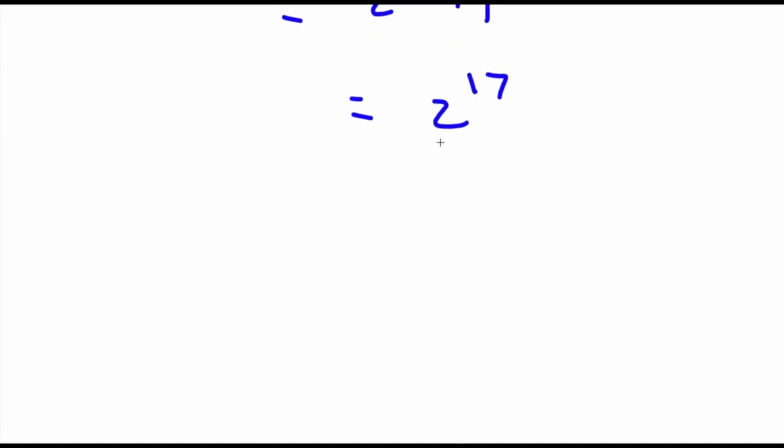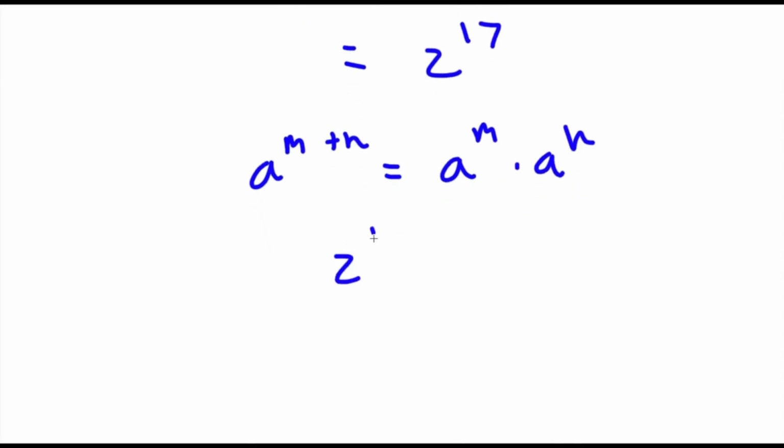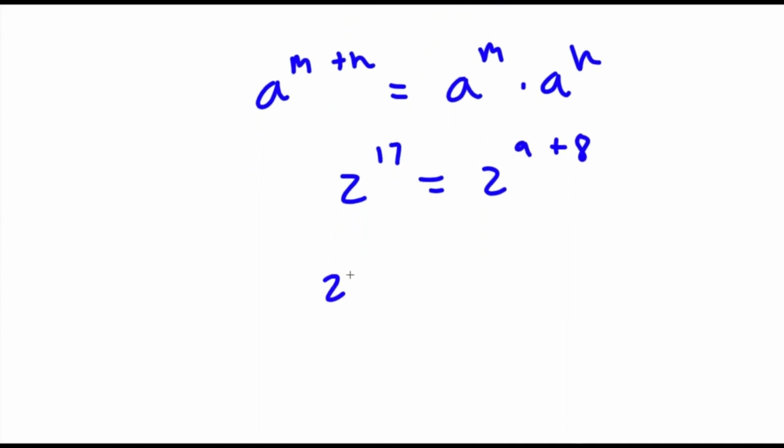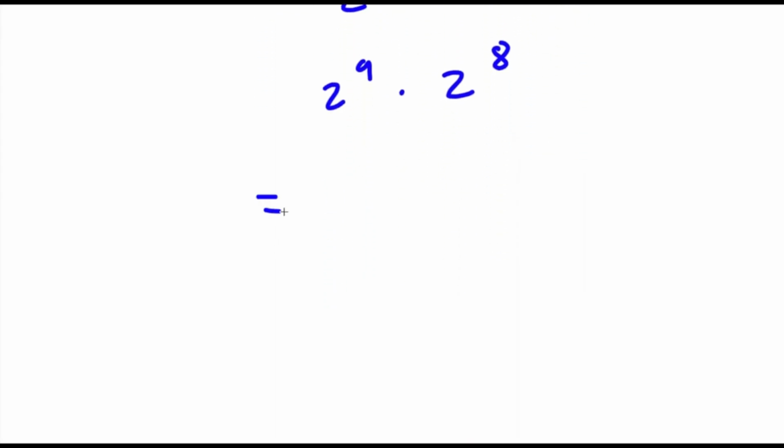Now to simplify 2 to the power of 17, well, if I have something in the form a to the power of m plus n, this is equal to a to the power of m times a to the power of n, right? And 2 to the power of 17, this is equal to 2 to the power of 9 plus 8. So this would equal 2 to the power of 9 times 2 to the power of 8. Now 2 to the power of 9, this is equal to 2 to the power of 4 plus 5, which is equal to 2 to the power of 4 times 2 to the power of 5.